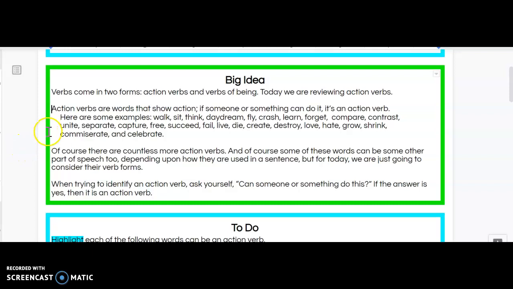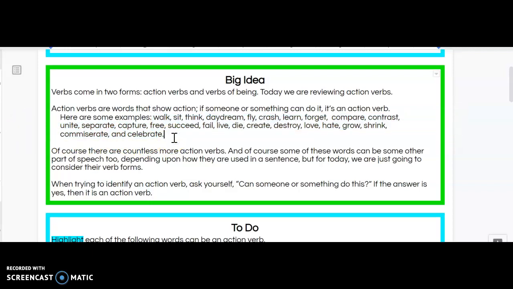All right, so here are some examples. And I listed just a bajillion random examples. Walk, sit, think, daydream, fly, crash, learn, forget, compare, contrast, unite, separate, capture, free, succeed, fail, live, die, create, destroy, love, hate, grow, shrink, commiserate, celebrate, right? So all of these, there's so many action verbs, you could never make a complete list. Well, I guess you could if you started at A in the dictionary and worked your way through, but nobody wants to do that.